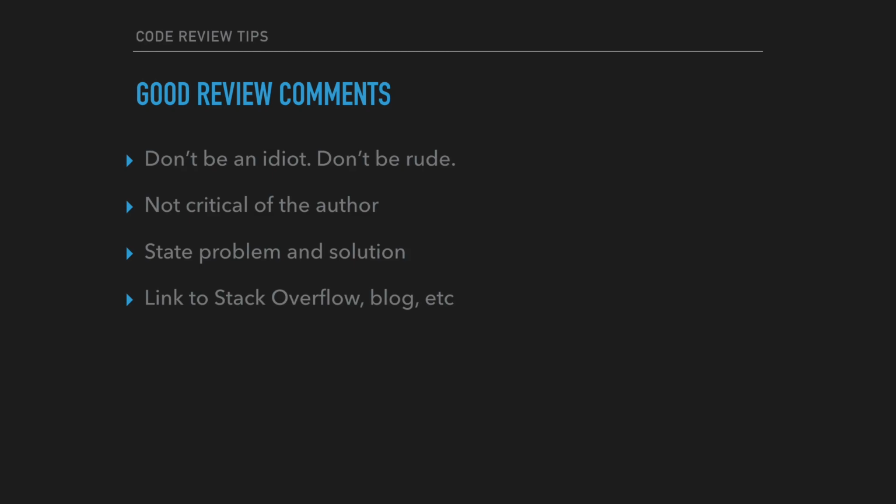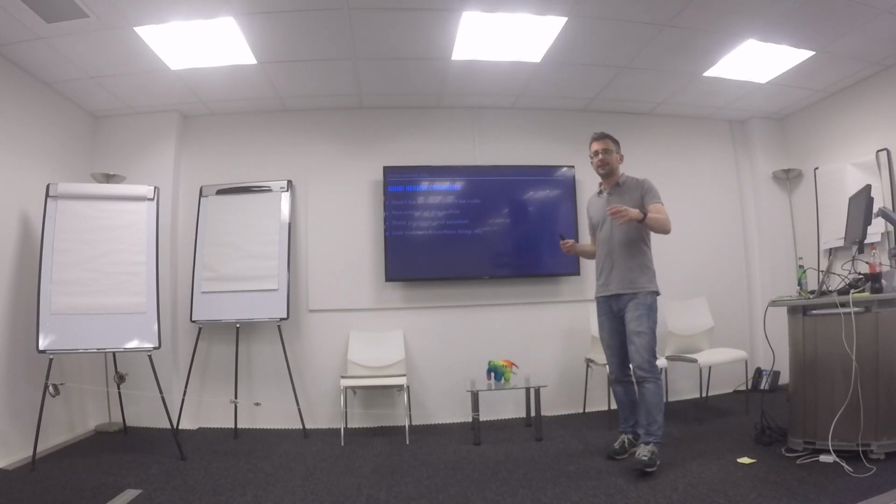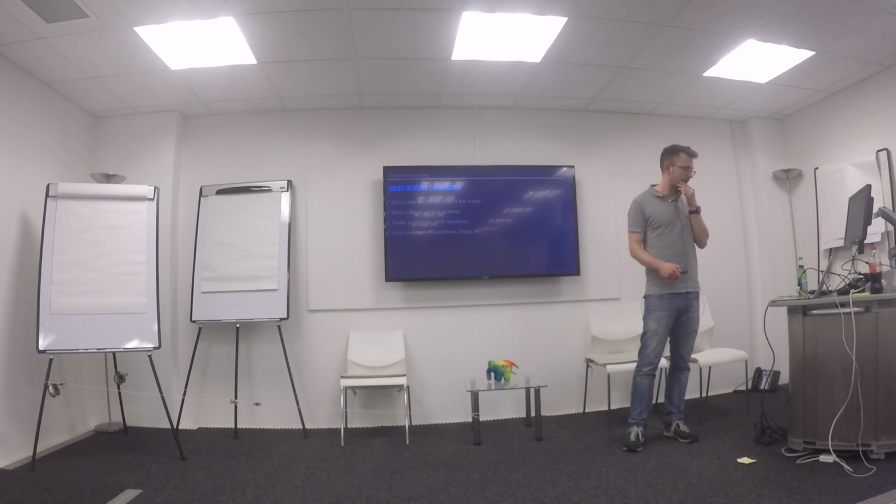Link to stuff. If you've seen something that neatly illustrates the point you're making, then just link to Stack Overflow or a blog. Don't rewrite it all in the review comment. Just say, it's just like this. Whatever problem you've got, somebody's already done it and documented it, so you can just link off to other stuff to make the review process a bit quicker.